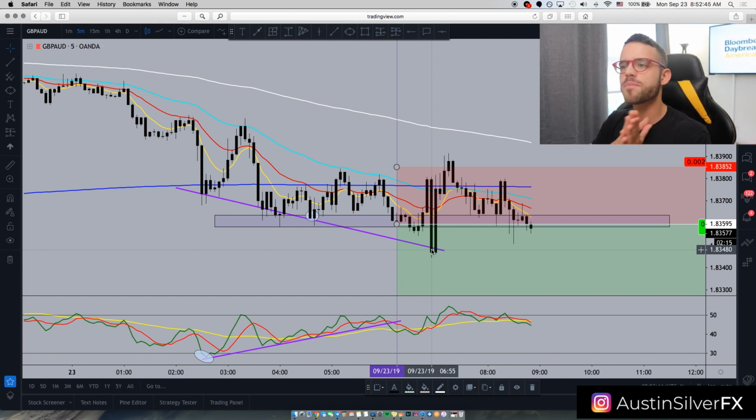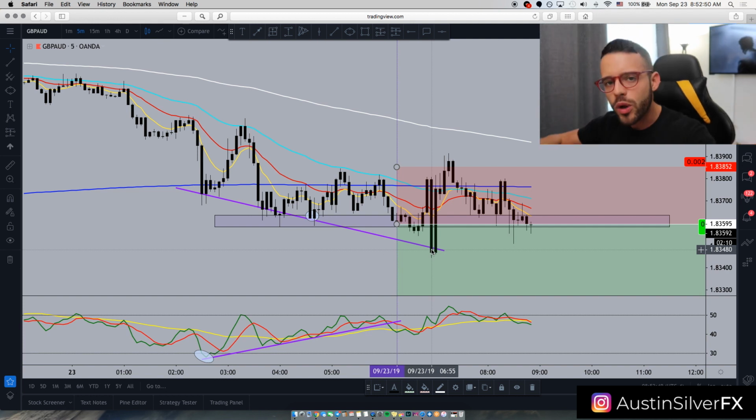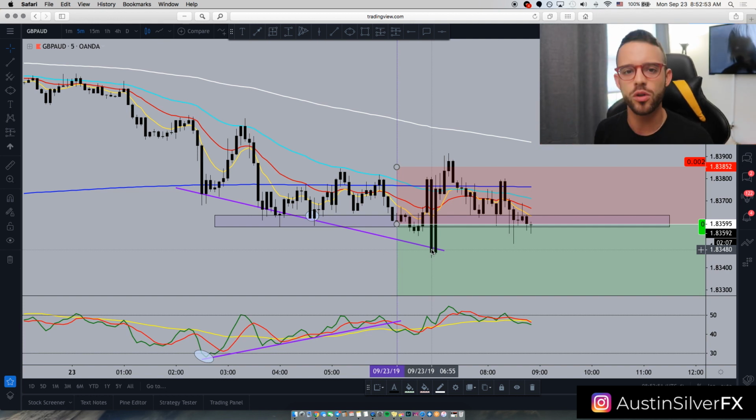Knowing when to get in. You could pick the direction very easily. It's a 50-50 shot, right? You could almost guess. But knowing when to get in is very difficult. That's where people are losing their money with trading.